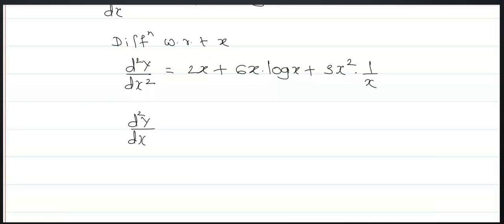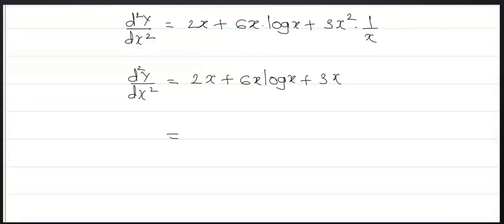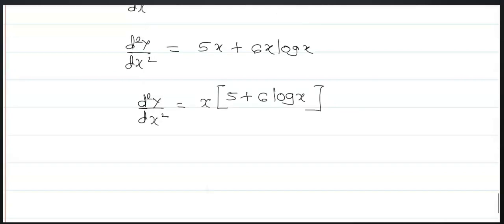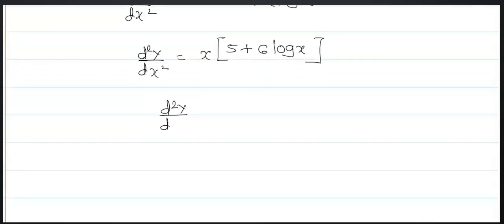D2y by dx square is equal to 2x plus 6x log of x plus 3x, and d2y by dx, that is 5x plus 6x log of x. Therefore, d2y by dx square is equal to 5x, that is x common, then 5 plus 6 log of x. Therefore, d2y by dx square is equal to x in bracket 5 plus 6 log of x.